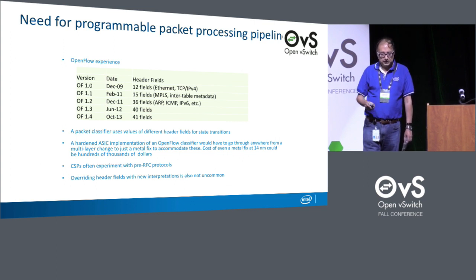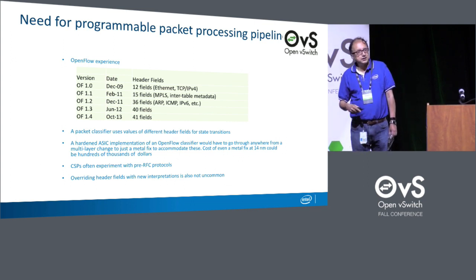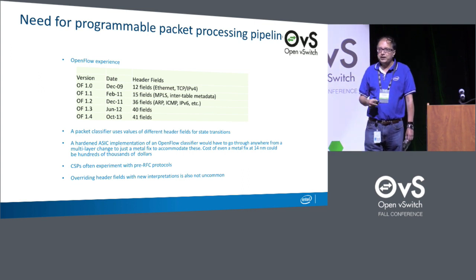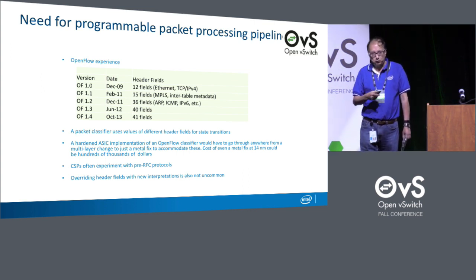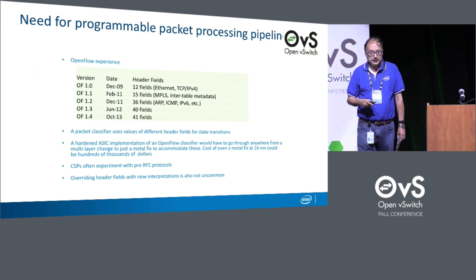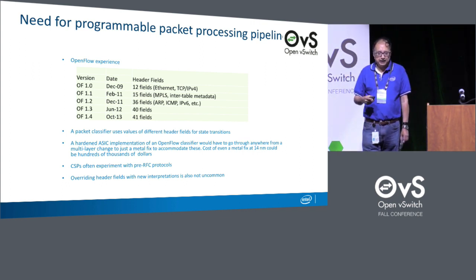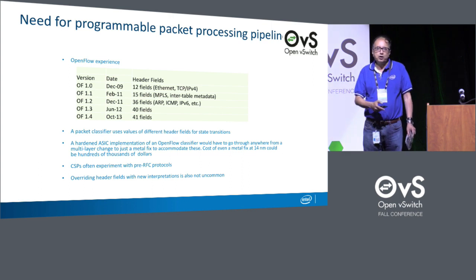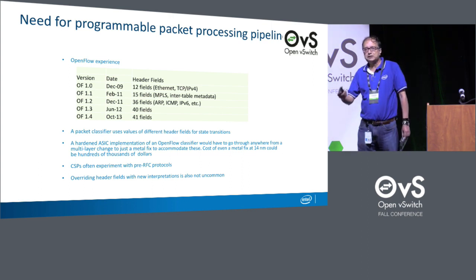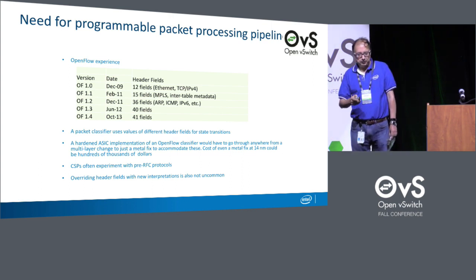There are other complexities. For instance, cloud service providers are known to experiment with pre-RFC protocols. They also override header fields with custom interpretations of their own, and we have supported some of these use cases. They may take a GRE 1.0 field, and then change the interpretation of a particular field. So it's neither GRE 1.0 nor GRE 2.0. It is something like a custom implementation.